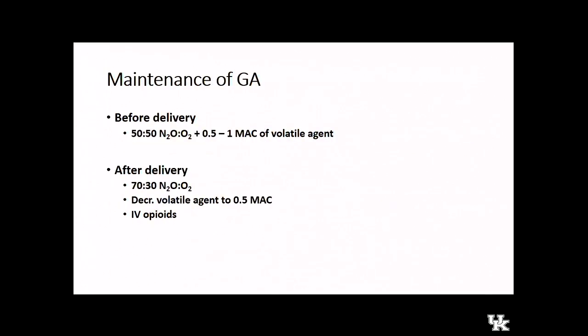In terms of maintaining general anesthesia during C-section before delivery, 50-50 nitrous oxygen. As long as mom is oxygenating normally, increasing your FiO2 beyond 50% is not going to increase oxygen delivery to the baby, and anywhere from half to 1 MAC of volatile agent. After delivery, you want to decrease your volatile agent. You can now start giving opioids. We generally avoid opioids until baby's delivered, and then you can up your nitrous oxide also.